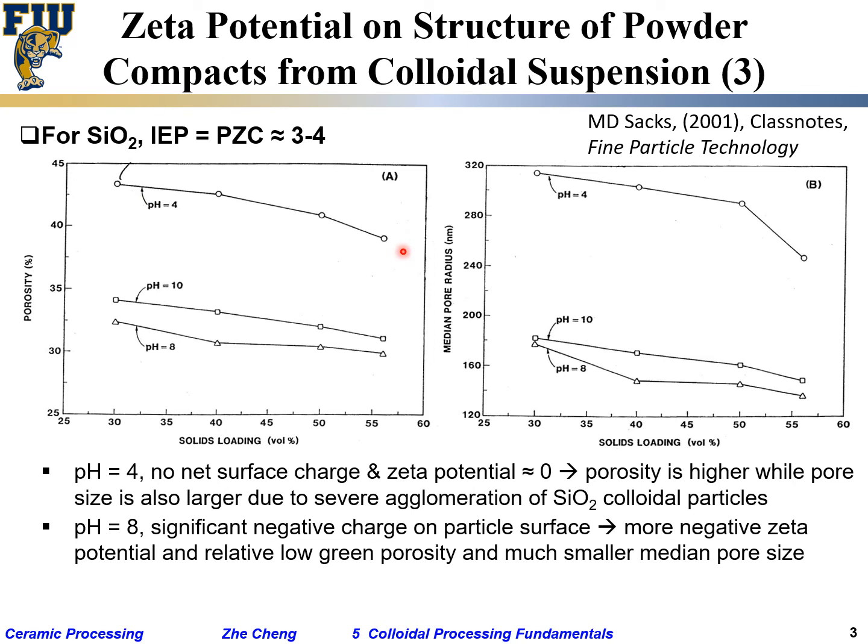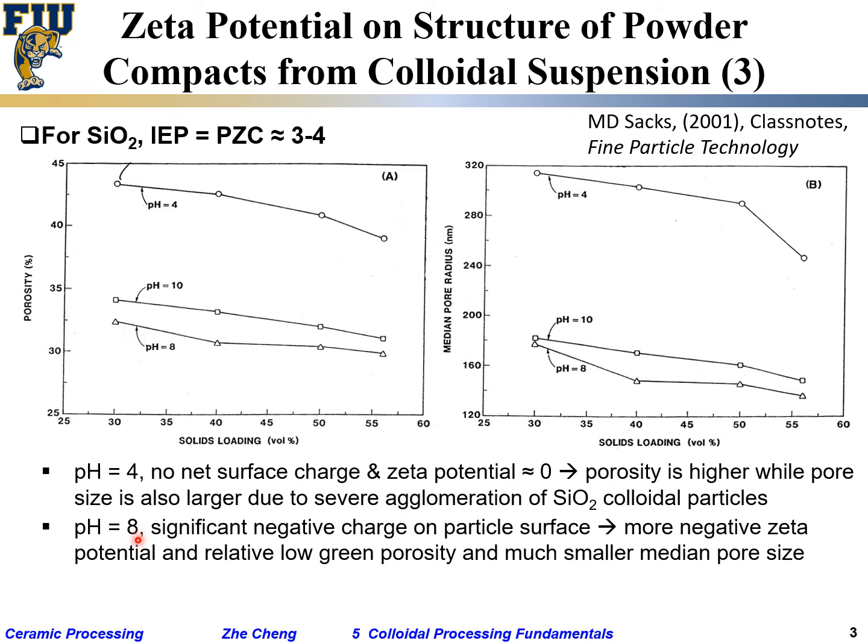And this effect is way more effective than what? Increasing my so-called solid loading. You see, let's say from 30 all the way to 55, that's pretty concentrated. I don't decrease it as much, but by adjusting pH, by adding like nitric acid or something, I can make it pack much denser. Make sense?